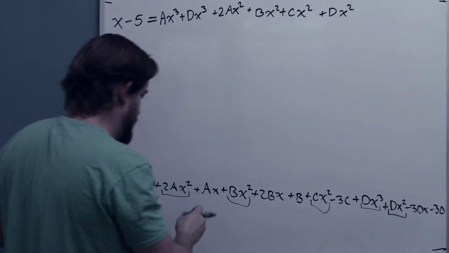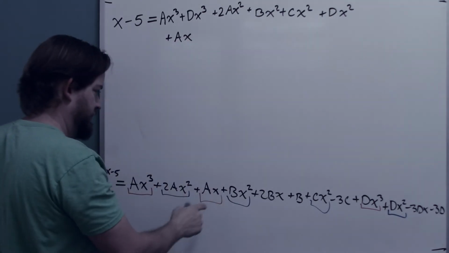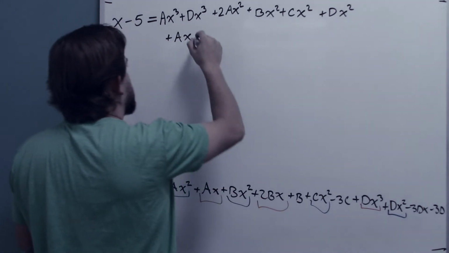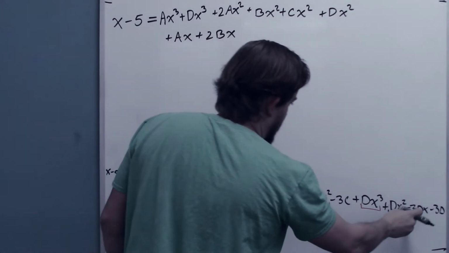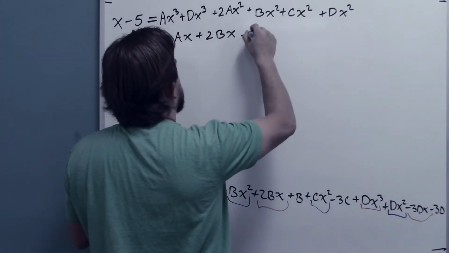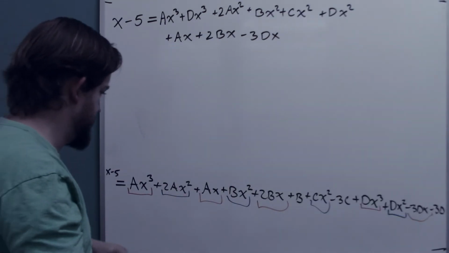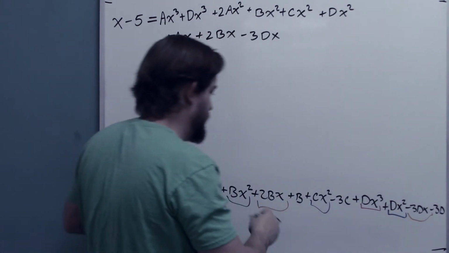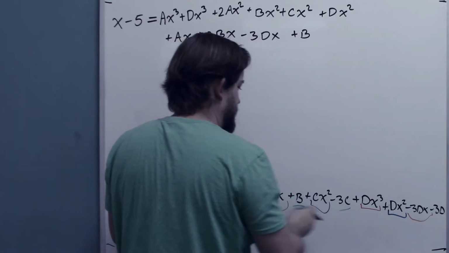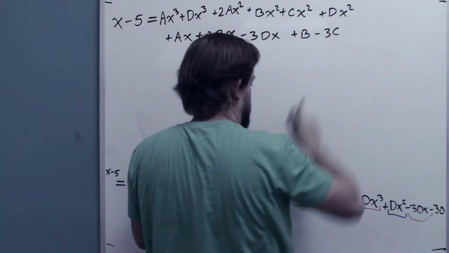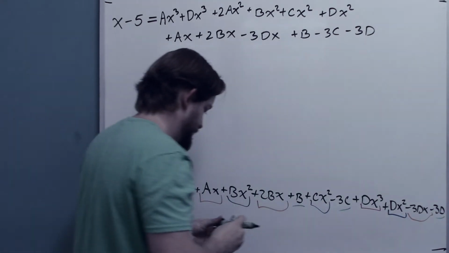And then I have ax. I'm just going to new line here, plus ax plus 2bx minus 3dx. And then the rest of them are no x's, so I have plus b minus 3c minus 3d. Okay.